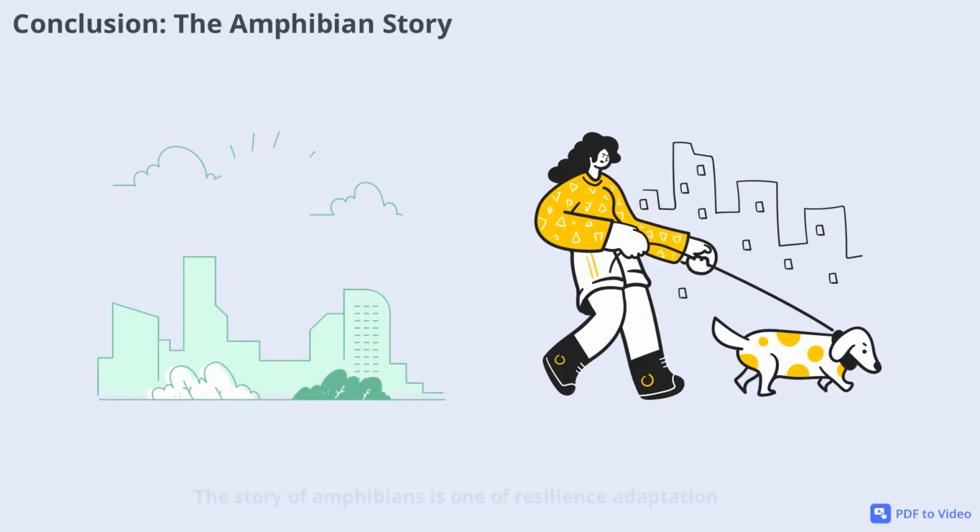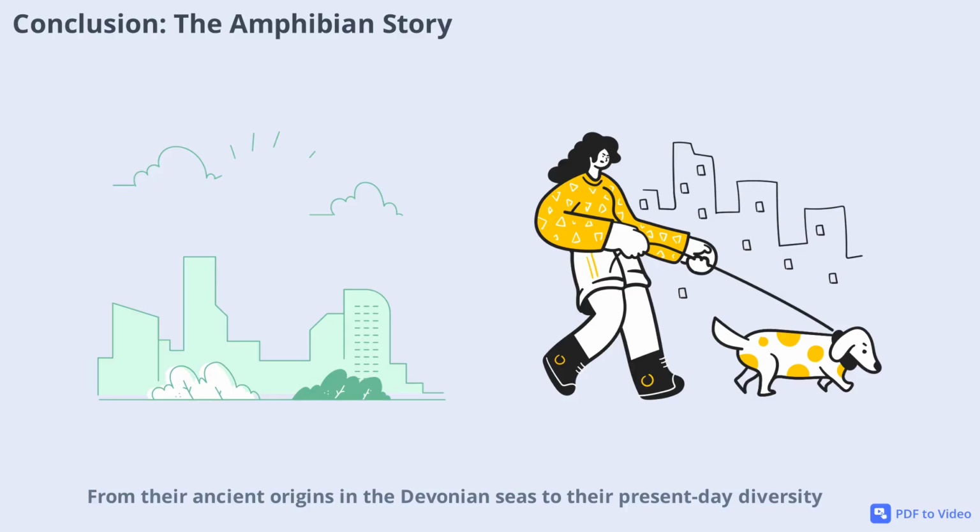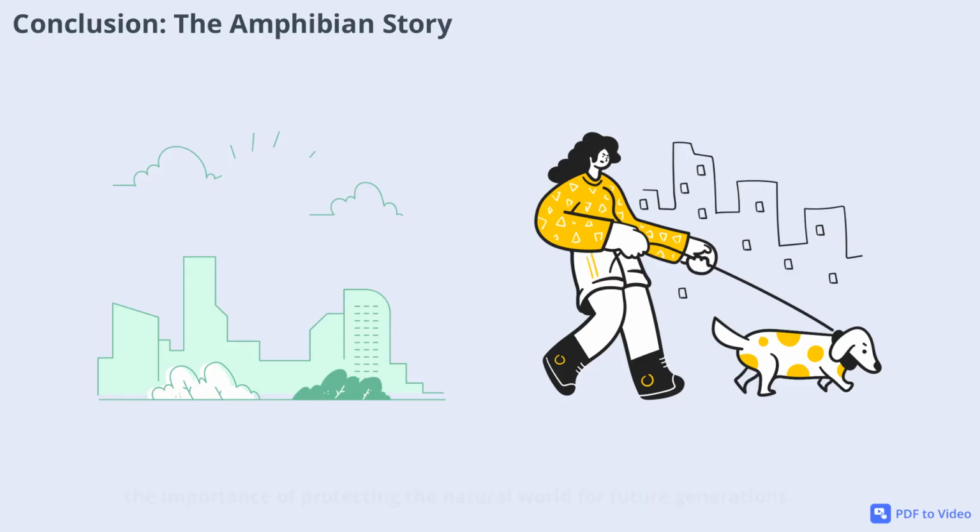The story of amphibians is one of resilience, adaptation, and evolutionary triumph. From their ancient origins in the Devonian seas to their present-day diversity, amphibians have continually adapted to changing environments and challenges. Their journey reminds us of the power of evolution and the importance of protecting the natural world for future generations.